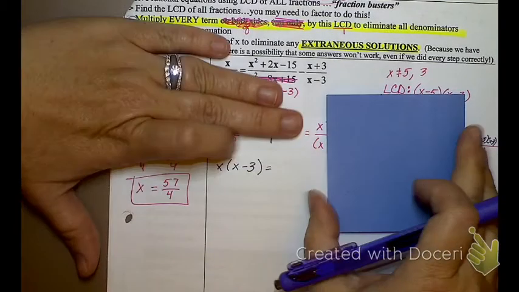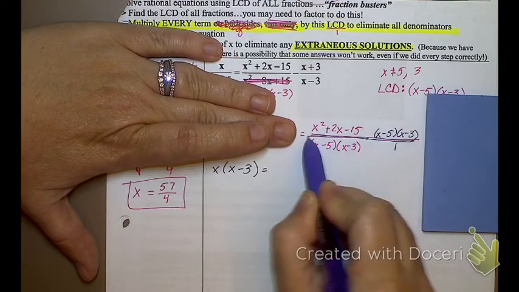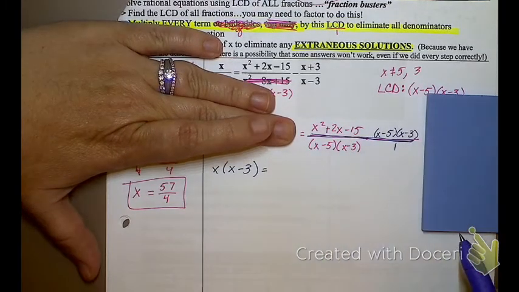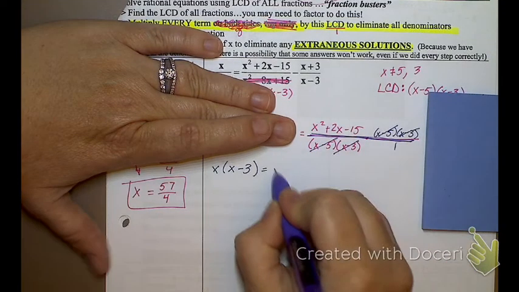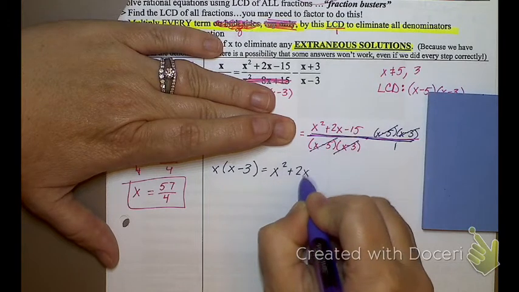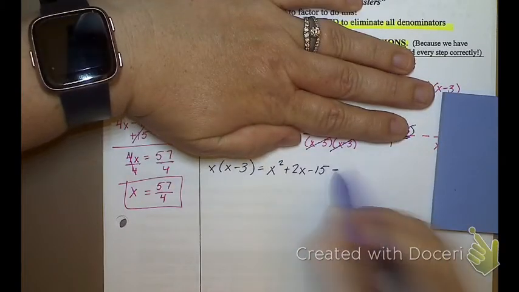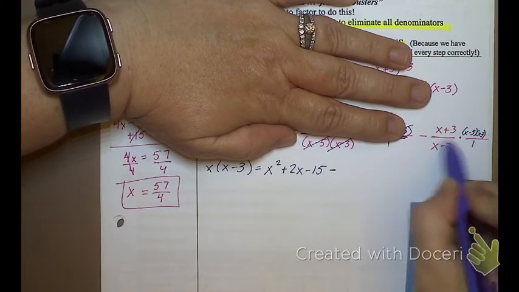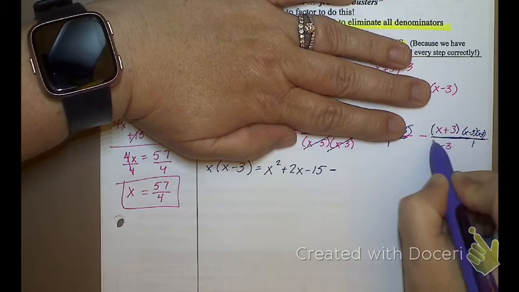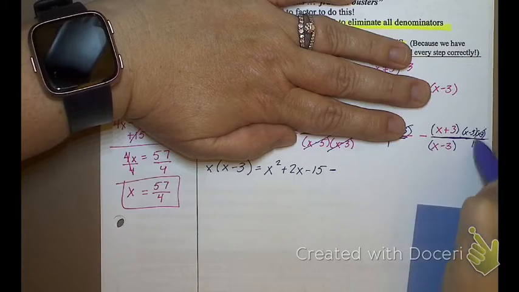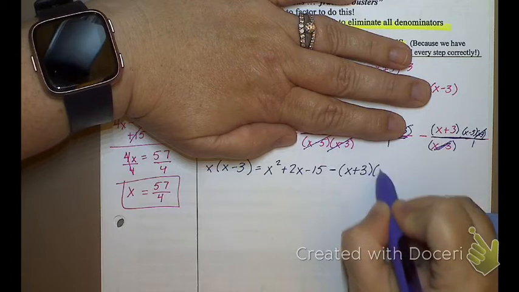Now let's look at this one. If I make it into the one giant fraction, what cancels? X minus 5, x minus 3. What am I left with? X squared plus 2x minus 15. Minus. If I do that right there, what cancels? Technically, these are in parentheses, right? So what cancels? X minus 3. X minus 3, so I'm left with x plus 3 and x minus 5.